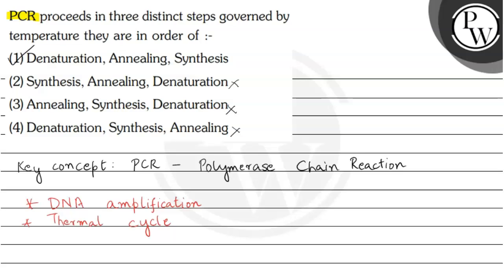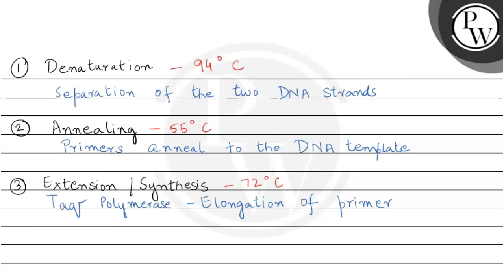But the correct option is option number 1, because the correct order of sequence in the PCR cycle is denaturation, annealing, and synthesis. So this is the correct order and this is the final answer.